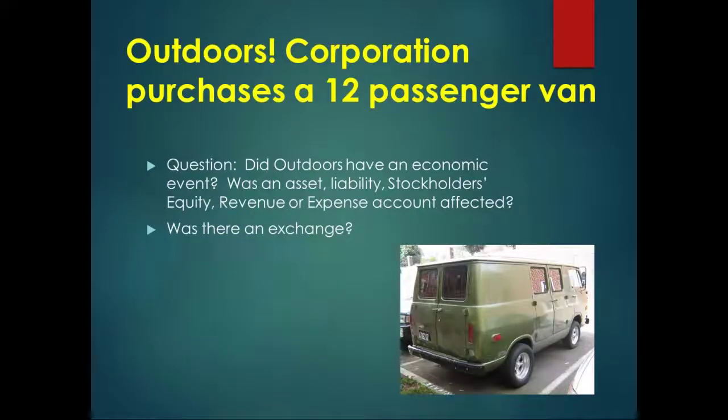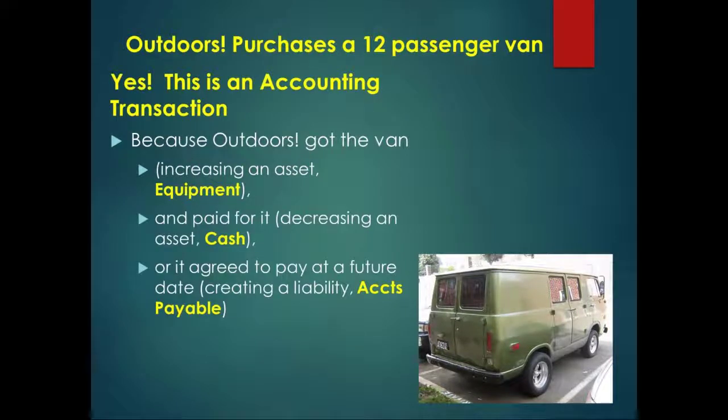Transaction 1. Outdoors Corporation purchases a 12-passenger van. Did Outdoors have an economic event? Was an asset, liability, stockholders' equity, revenue, or expense account affected? Was there an exchange? Answer: yes, this is an accounting transaction. Outdoors got the van, increasing an asset, equipment. Outdoors paid for it, decreasing an asset, cash. Or it agreed to pay at a future date, which would create a liability, accounts payable.